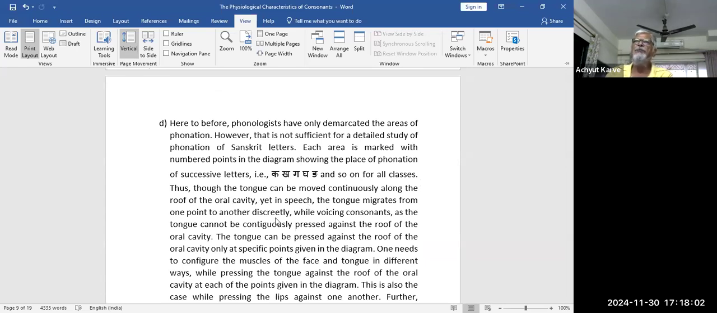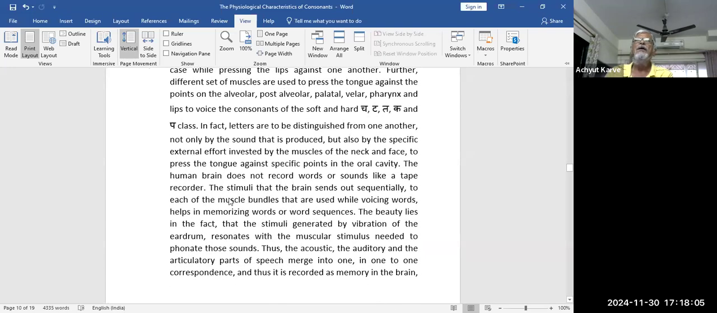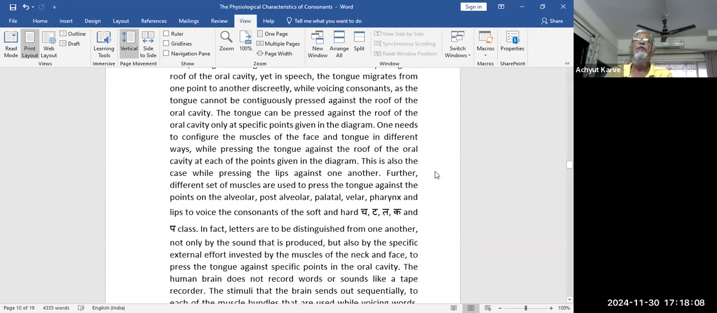Thus, the tongue can be pressed against the roof of the oral cavity only at specific points given in the diagram. One needs to configure the muscles of the face and tongue in different ways while pressing the tongue against the roof of the oral cavity. So, while you are saying ta and you are not pressing it, you are not plosively phonating it, you will not know the muscles which are being used. When you press, you will know the exact muscles which are being used. So this is important. Therefore, pressing the tongue against the palate is important.